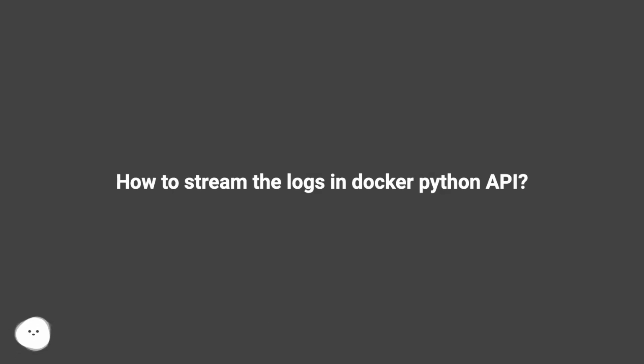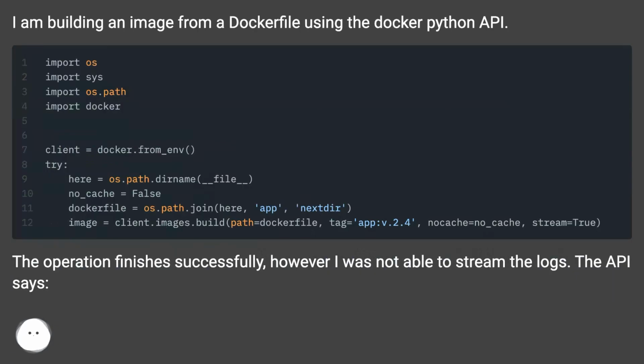How to stream the logs in Docker Python API? I am building an image from a Dockerfile using the Docker Python API. The operation finishes successfully, however I was not able to stream the logs.